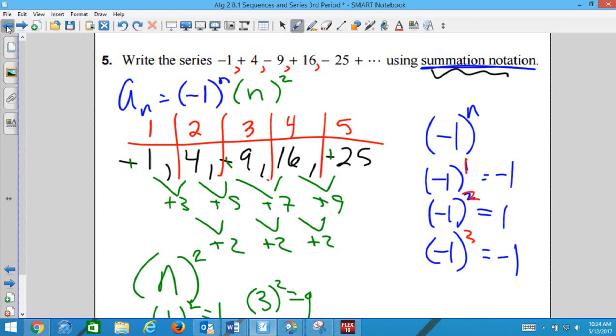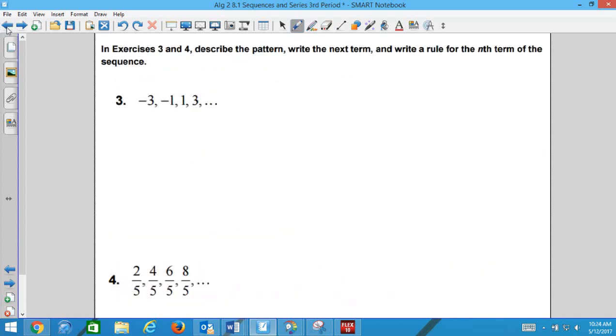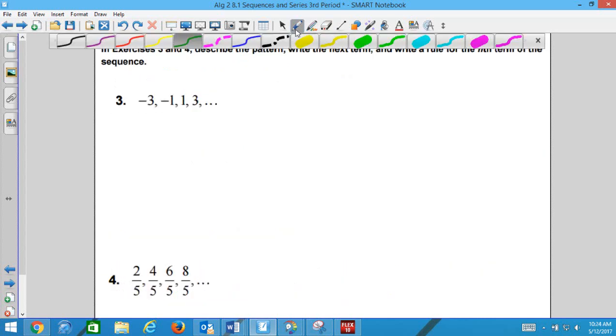The other two are just a review of what we did yesterday. Let's quickly go through those. Looking at number 3, looking for a pattern. What's happening in number 3? We're adding the same thing each time. Number 3, we're adding the same thing. What are we adding?